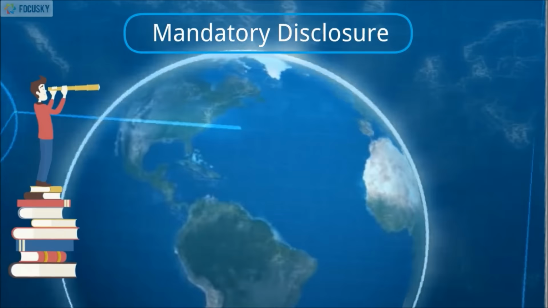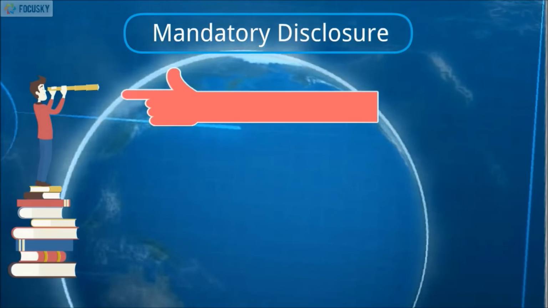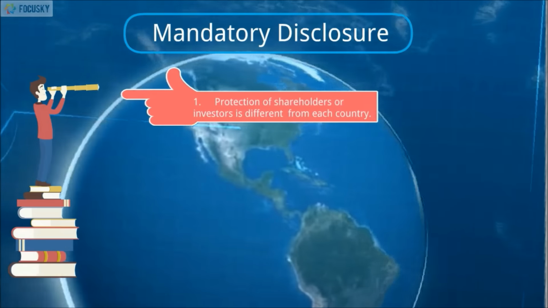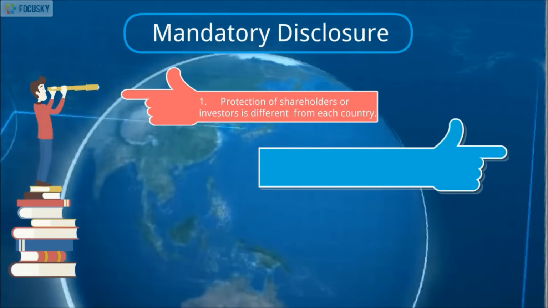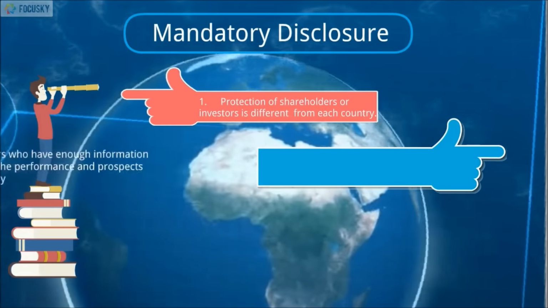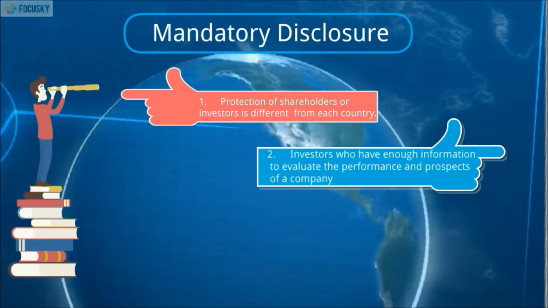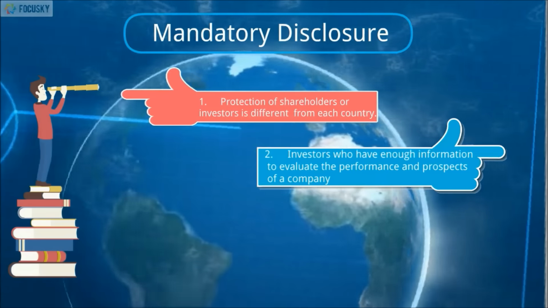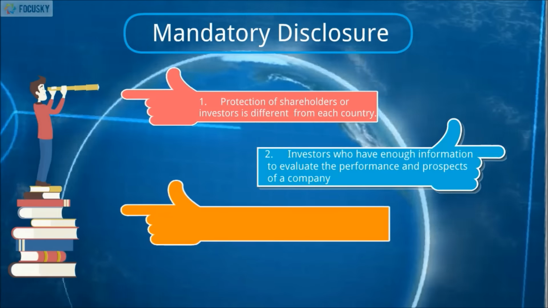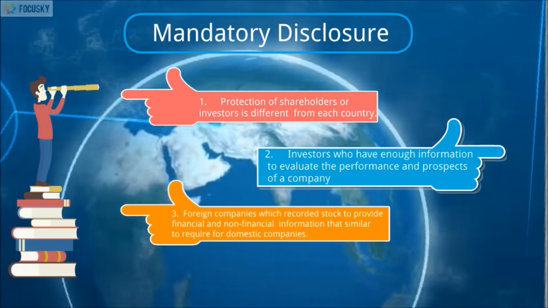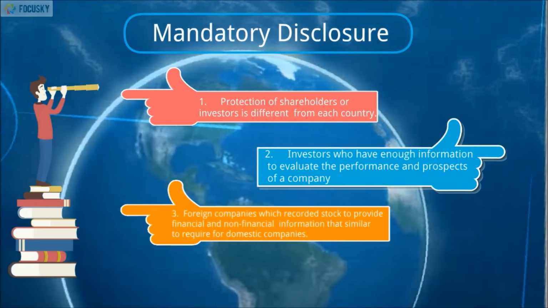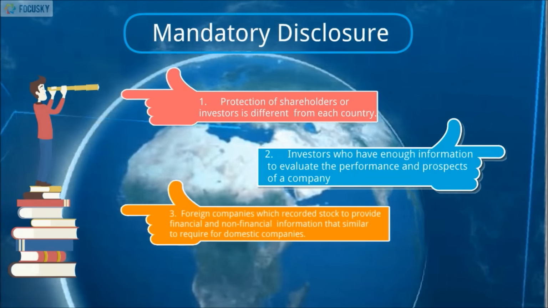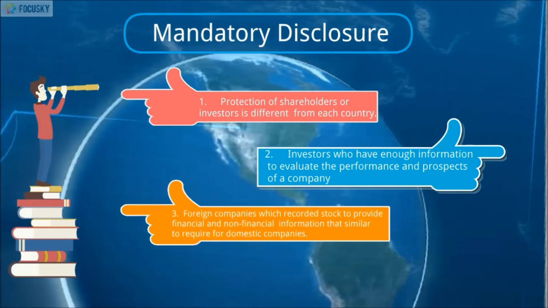Mandatory disclosure. First, protection of shareholders or investors is different in each country. Second, investors need enough information to evaluate the performance and prospects of a company. Third, stock exchanges and government regulators require that foreign companies which list stock provide financial and non-financial statements similar to those required for domestic companies.